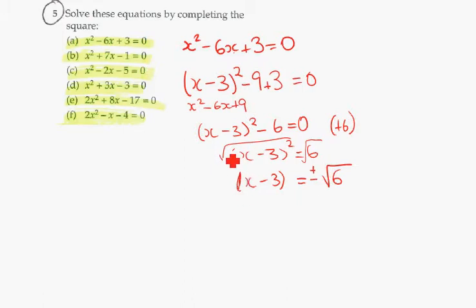And actually you don't need those brackets anymore. Right, so that means x equals, we'll add 3 to both sides to cancel out the minus 3, opposite operation, add 3. So now it will be 3 plus or minus root 6.